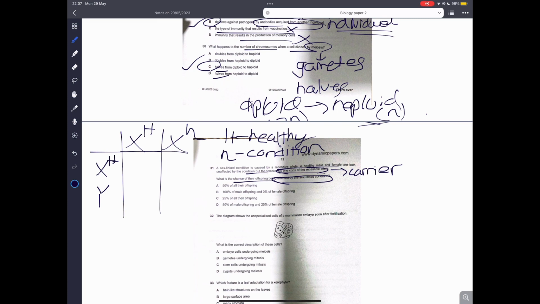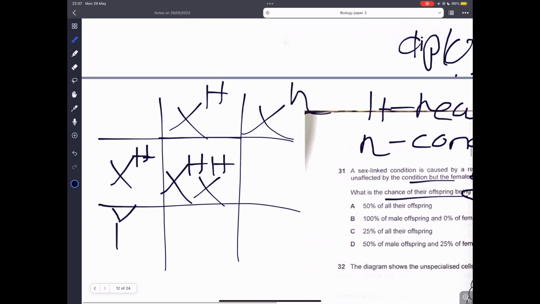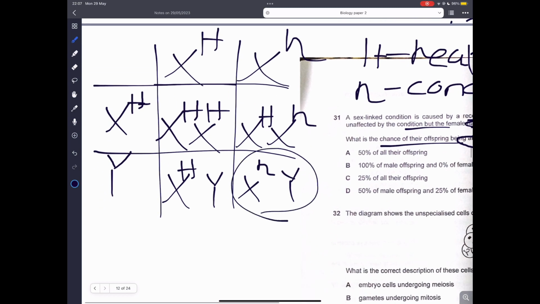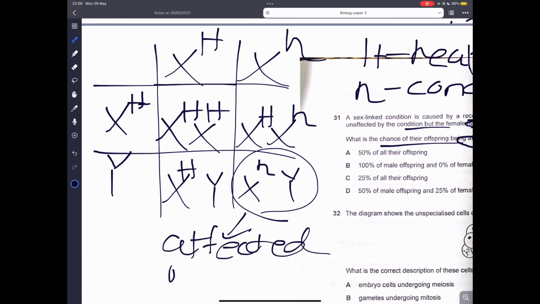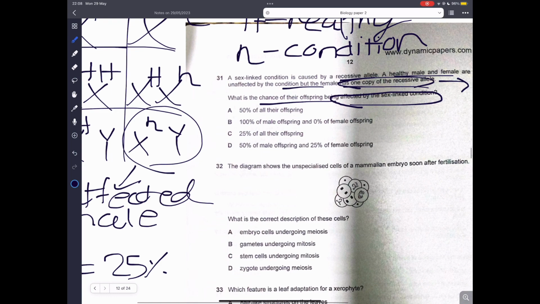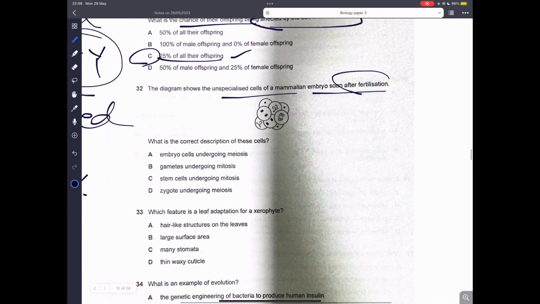So if we draw the Punnett square, this is going to be X capital H, X capital H, X capital H, X small h, X capital H, Y, X small h, Y. Now here we can see out of the 4 results, the male is affected. So here it is 1/4, which is 25%. So 25% of all the offspring will be affected. C is the correct answer.